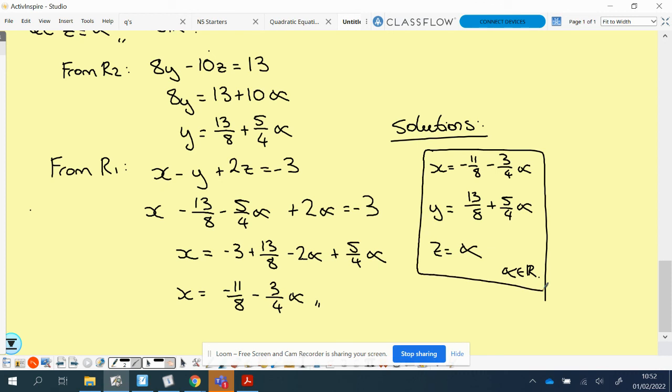So if alpha was 1, we substitute 1 into them, we'd get ourselves a value for x, y and z. If alpha was 2, we'd substitute that in, we'd get another solution for x, y and z that would work. Does that make sense? Anybody got any questions on that? Okay, thank you.